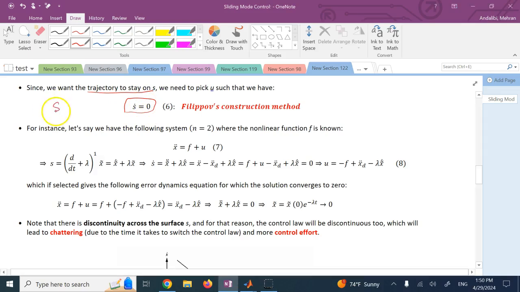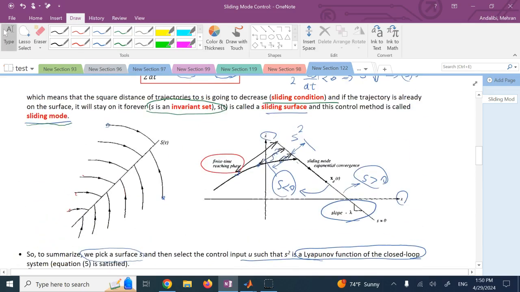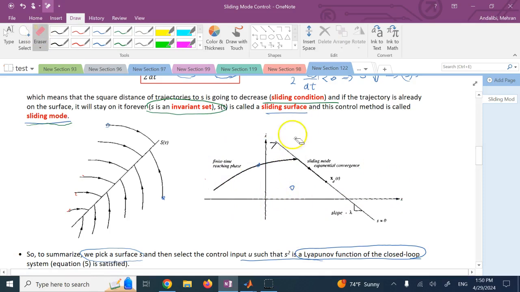So when S is 0, when you reach the surface, then you want S dot to stay 0 so you never get off the surface. If this S dot is 0 right off the bat when you start, then of course you only move on a line parallel to what? Parallel to the sliding surface, because S dot 0 means S is constant. But not in the beginning, once you converged.